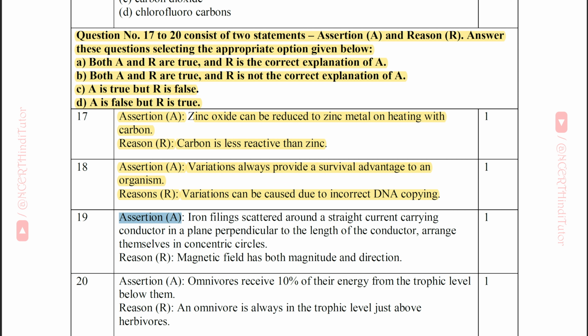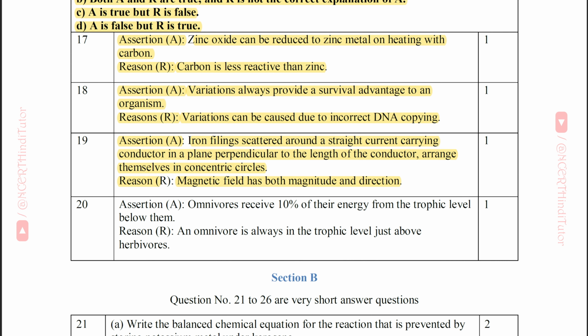19. Assertion A. Iron filings scattered around a straight current carrying conductor in a plane perpendicular to the length of the conductor arrange themselves in concentric circles. Reason R. Magnetic field has both magnitude and direction. Answer B. Both A and R are true, but R is not the correct explanation of A. 20. Assertion A. Omnivores receive 10% of their energy from the trophic level below them. Reason R. An omnivore is always in the trophic level just above herbivores. Answer C. A is true, but R is false.